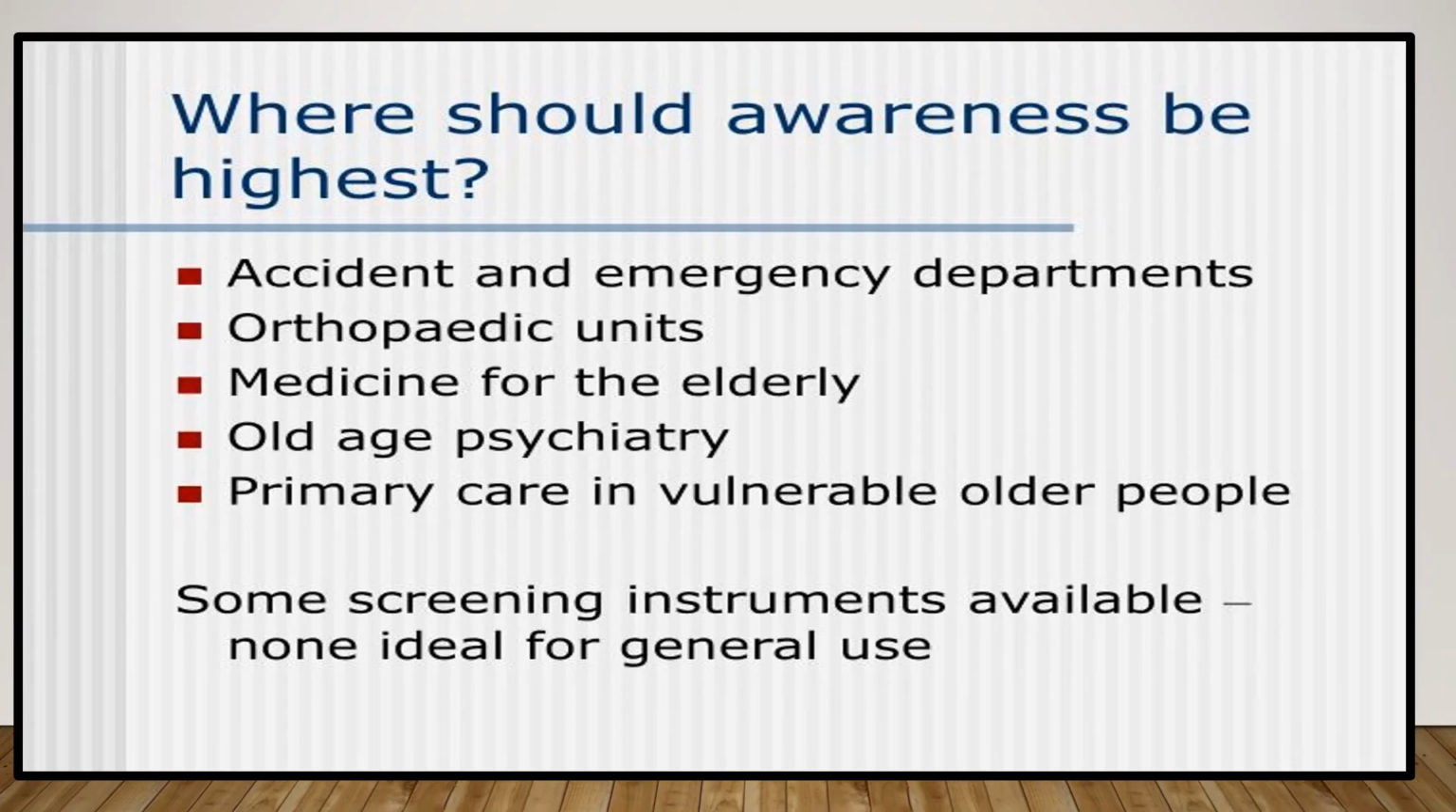Where should awareness be highest? Actually, in the accident and emergency department, the orthopedic units, the geriatric clinic, old age psychiatry, and primary care for elderly people, in urban or rural areas. Screening instruments must be used and applied for evaluating the risk and the kind of abuse to which the elderly may be exposed.